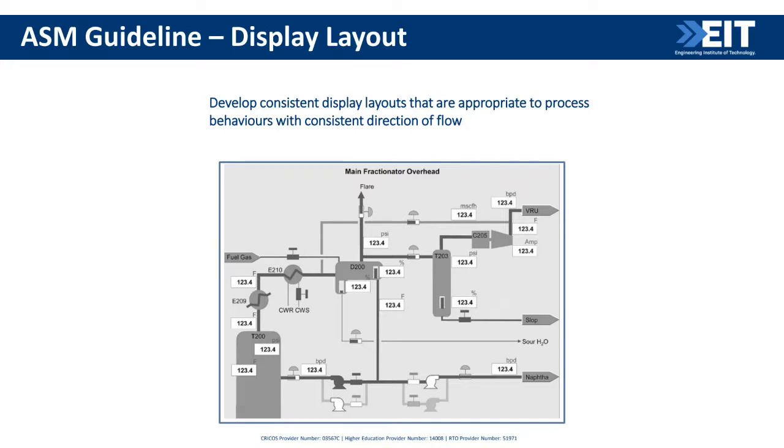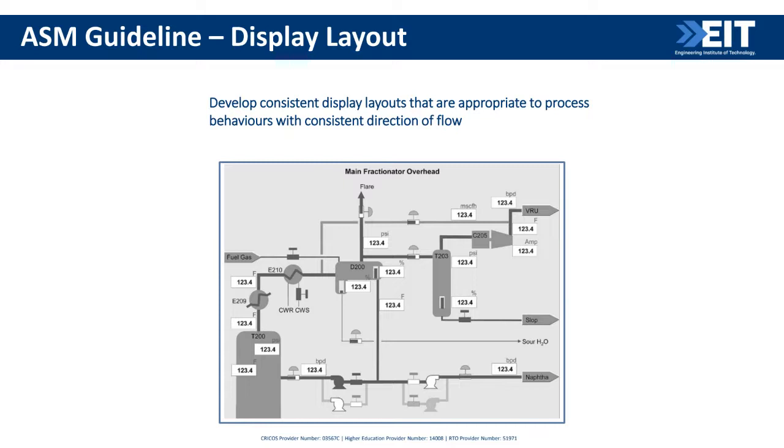So you need to have consistency when building these displays. Usually the process should go from left to right. The layout of these operating displays affects the ability of the operator to quickly identify key process components and relationships, right? So that is very important.